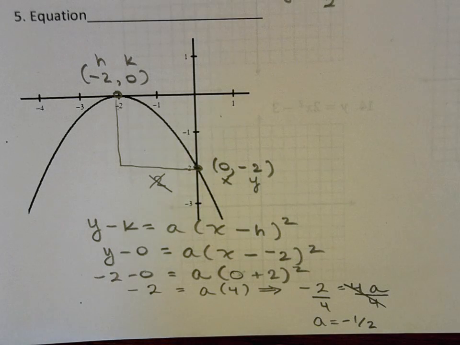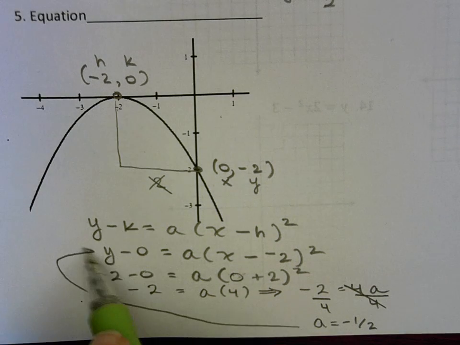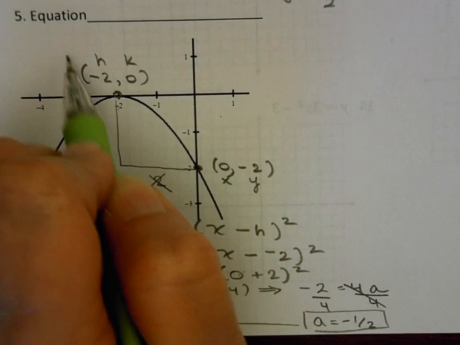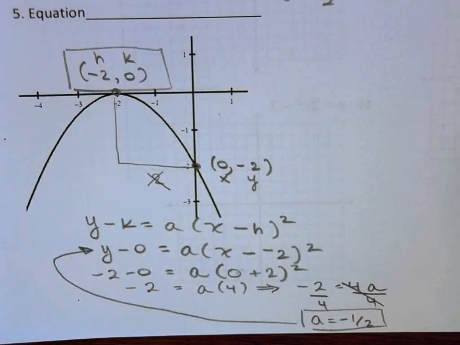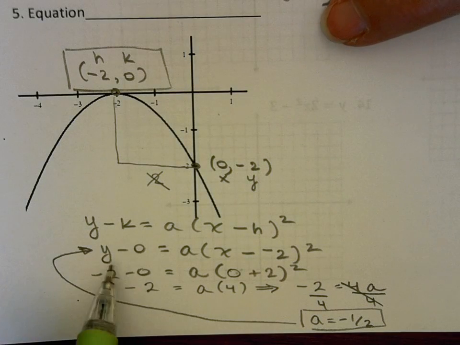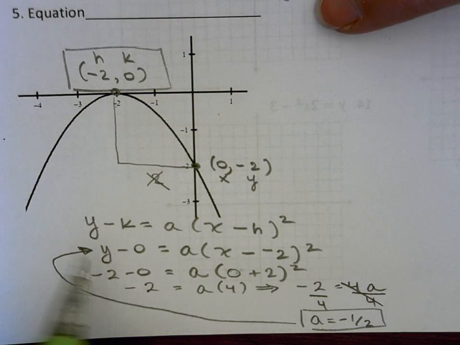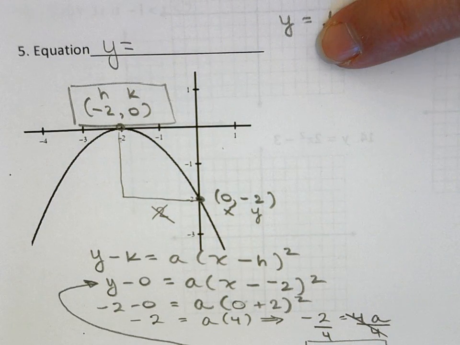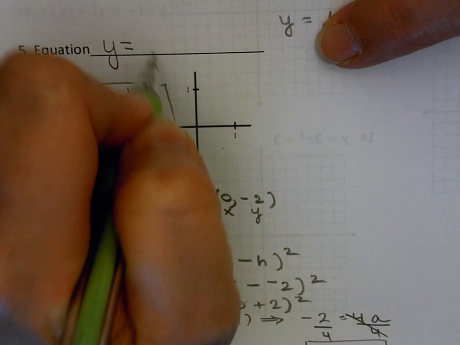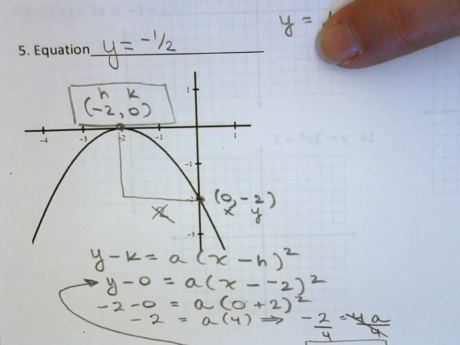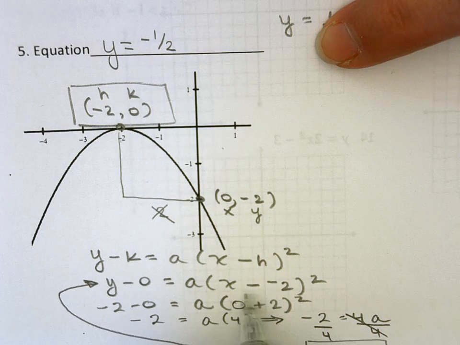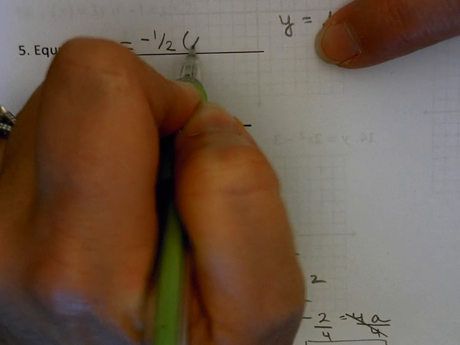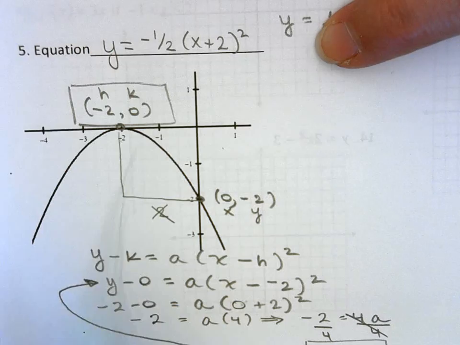So I just have to put this back into this equation here. So I know a, and I know my vertex. So again, I don't need to have the y minus 0, so that would just be y. And then a is -1/2. And then x minus -2 is the same as x plus 2. And then squared.